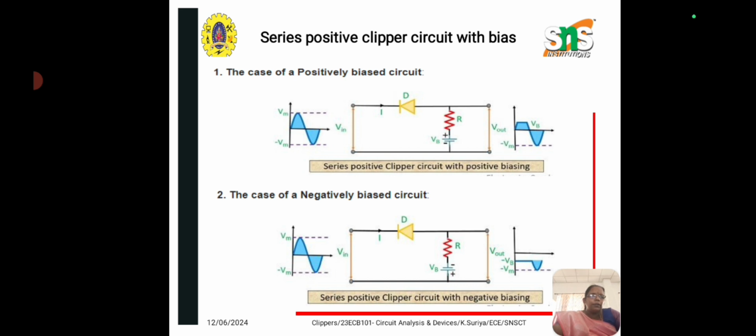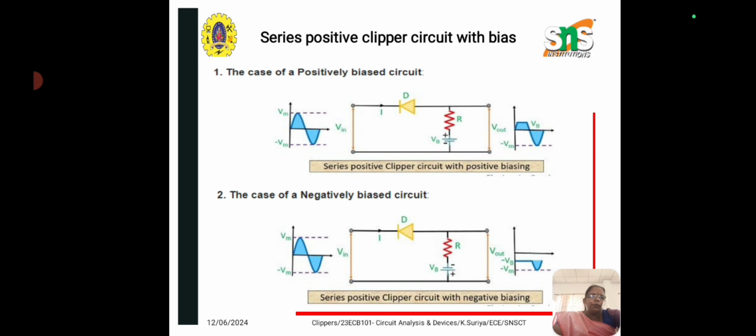Hence, we achieve a complete negative half cycle at the output waveform. Next, in the case of the negatively biased circuit, the diode is reverse biased due to both the supply voltage and the battery potential. So this cuts off the complete positive half of the input waveform. But during the negative half cycle of the waveform, the diode is in forward bias condition due to the supply voltage and reverse biased by the battery potential. So initially when the battery dominates the supply voltage, the diode is in reverse biased condition. But as the supply voltage becomes greater than the battery potential, the diode will automatically come to forward bias condition. Thus the signal starts to appear at the output.